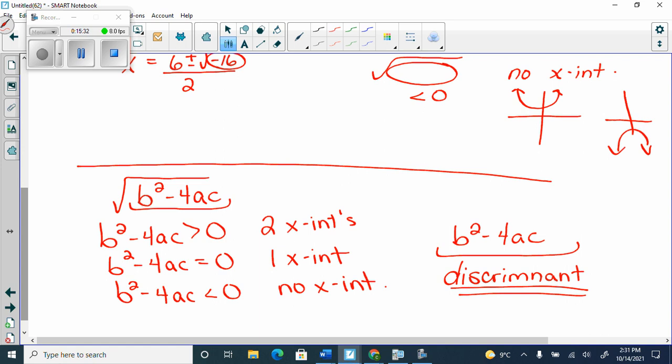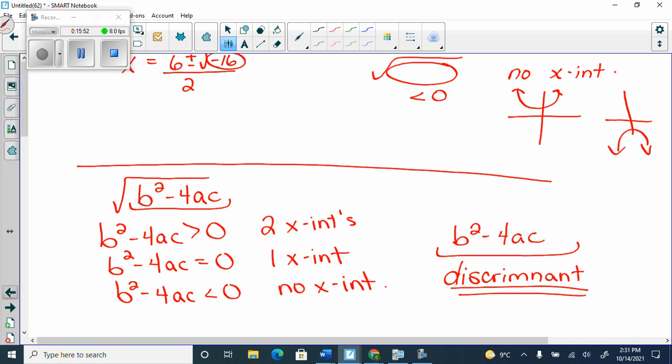We agree? But if I ask you for the number of x-intercepts, I just have to use the discriminant. If the discriminant is greater than 0, I have 2. If the discriminant is equal to 0, I have 1. If the discriminant is negative, I have none. I don't actually have to find out what they are if I just ask you for the number of x-intercepts.